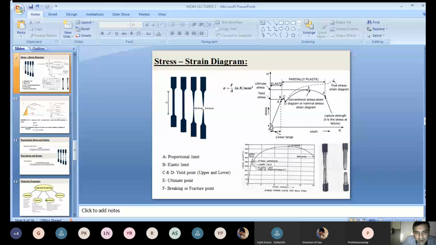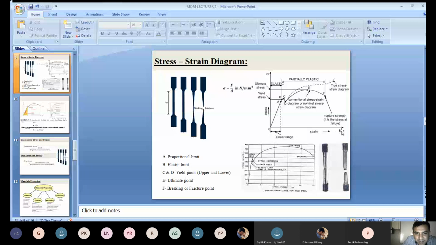Without any load, the body will not deform, right? The body will not change in dimension. Once the change in dimension is 0, the strain is 0 only. So the curve will start from the origin only, 0 only, right?